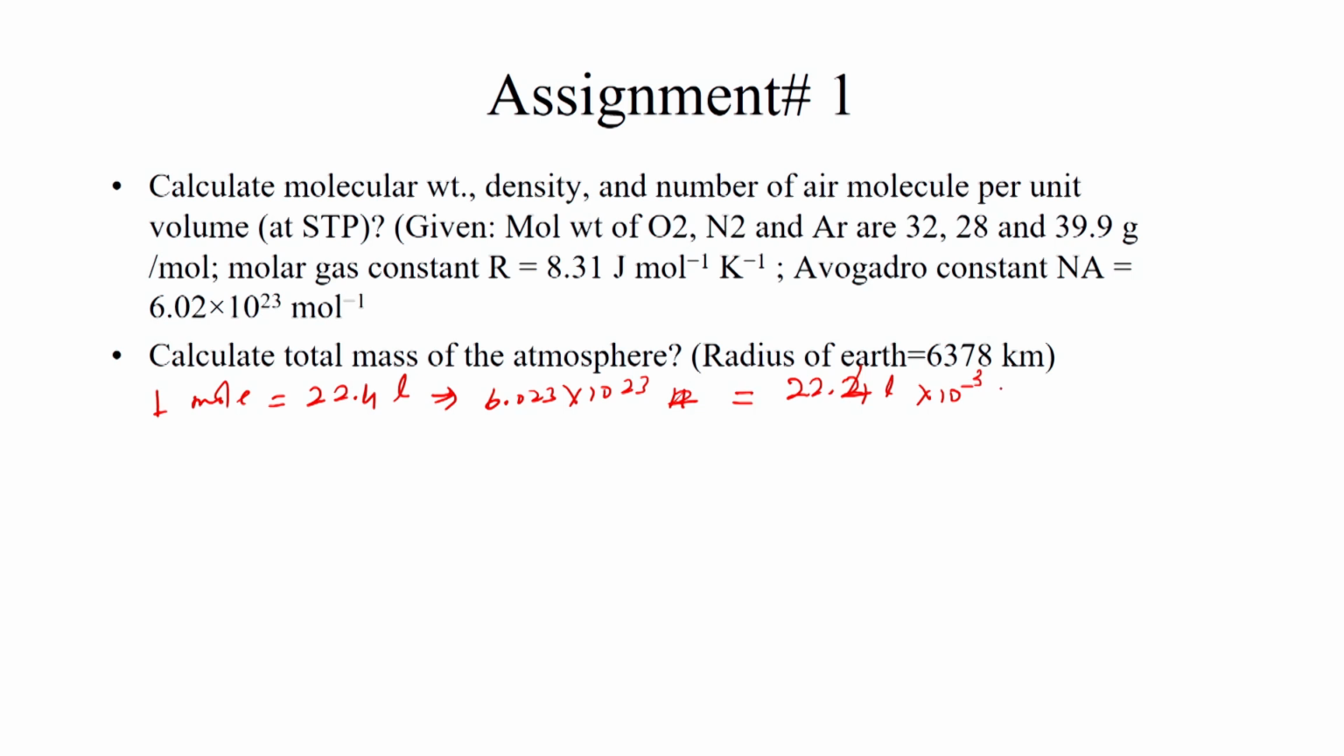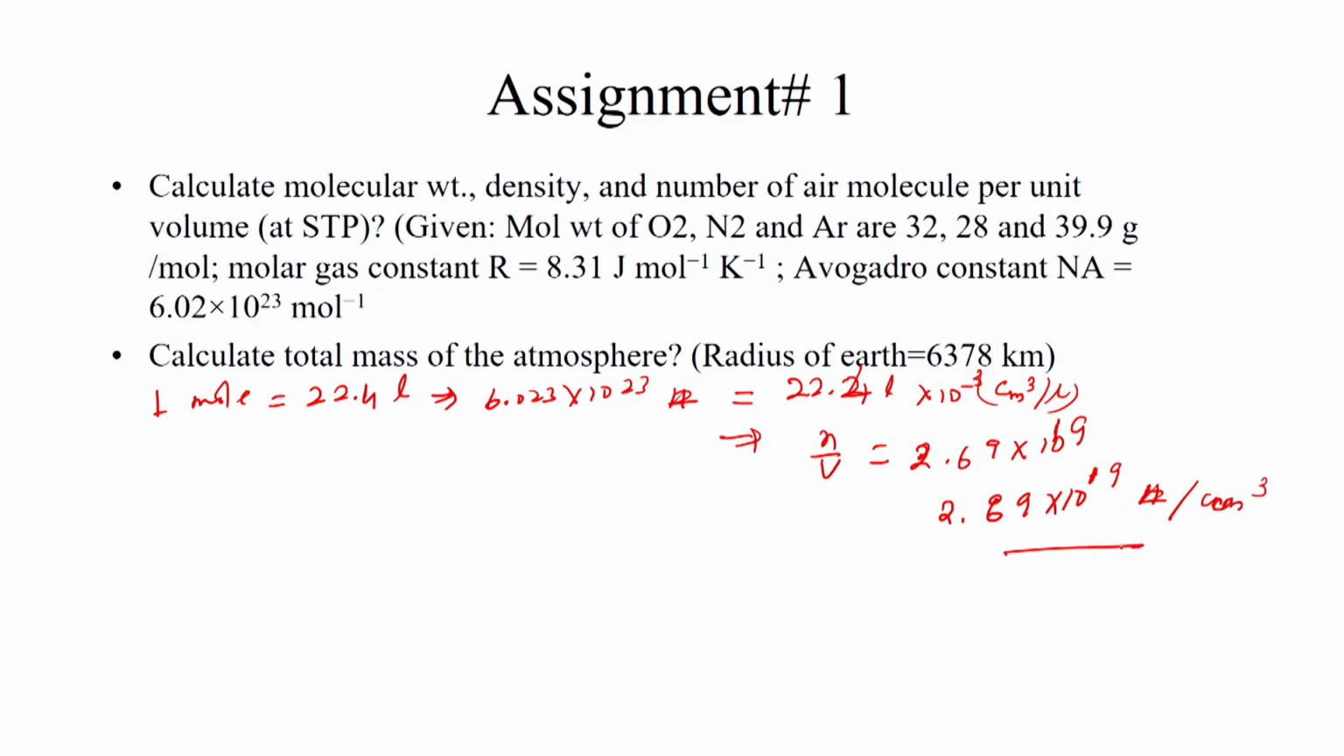You have centimeter cube per liter, so liter will go away. So from here you can calculate N by V, which will be equal to 2.69 into 10 to the power 19, since 10 to the power 3 is gone. Yes, it was 19. So 2.69 into 10 to the power 19 molecules per centimeter cube. Okay, this will be the concentration.